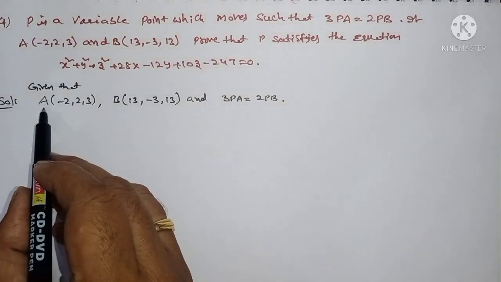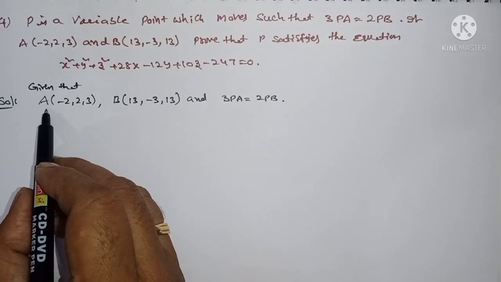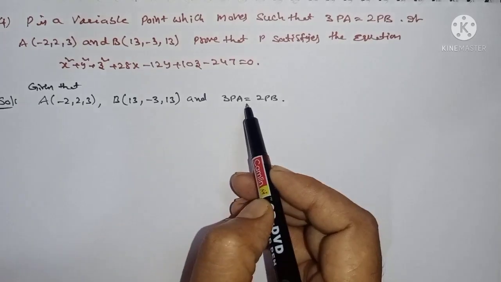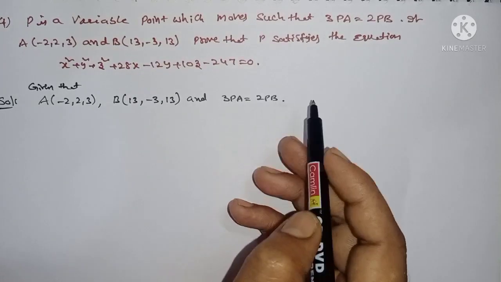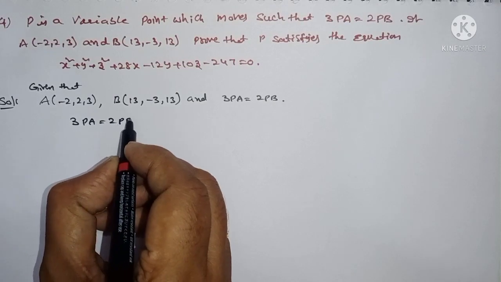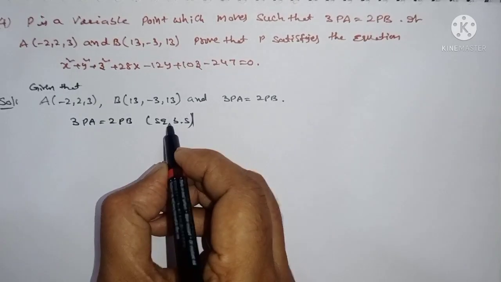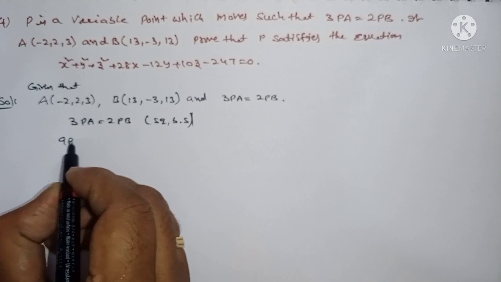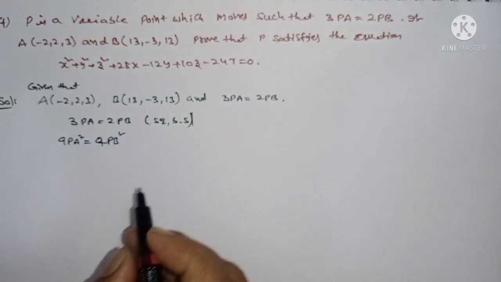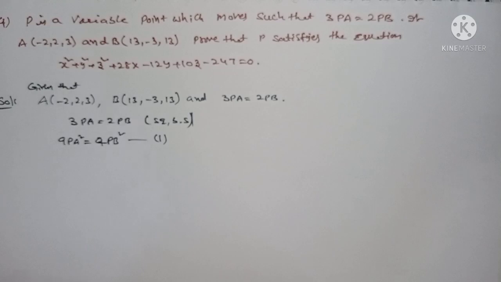It is given 2 vertices in 3 dimensions, so assume A is equal to (minus 2, 2, 3) and B is (13, minus 3, 3). And what is given here, 3PA is equal to 2PB. Therefore I can write here 3PA is equal to 2PB. Squaring both sides, 9PA square is equal to 4PB square. Call this equation number 1, or you can directly substitute here PA square and PB square.